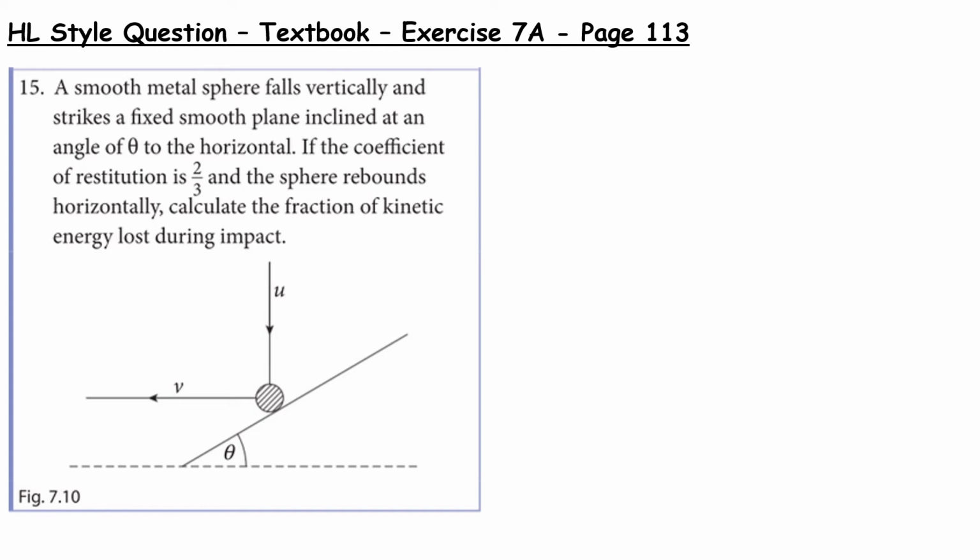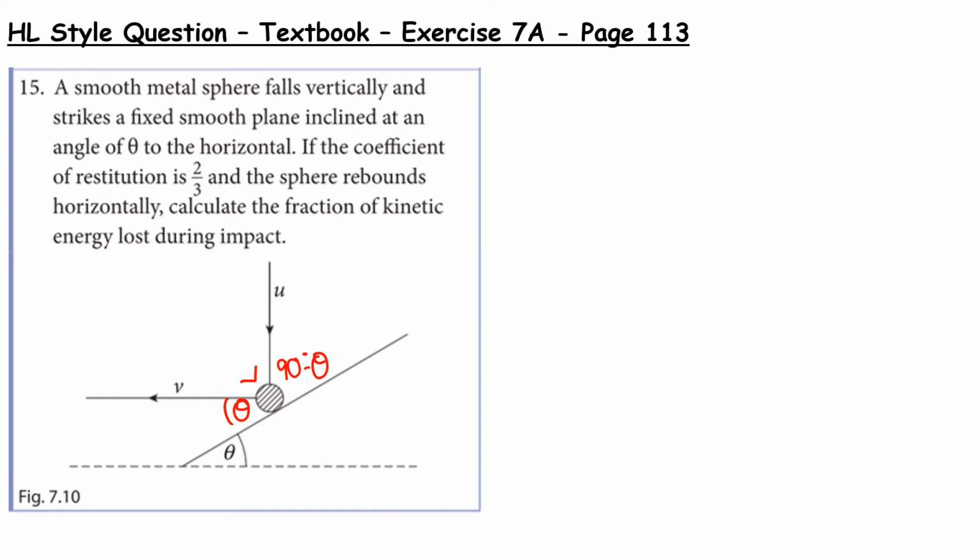So the first thing I'm going to do is I'm going to say, well, actually, because it rebounds horizontally, we have alternate angles, so there is theta. We also have 90 minus theta here. Oh, my theta's gone a bit funny, because this is a right angle because it falls vertically and then rebounds horizontally.